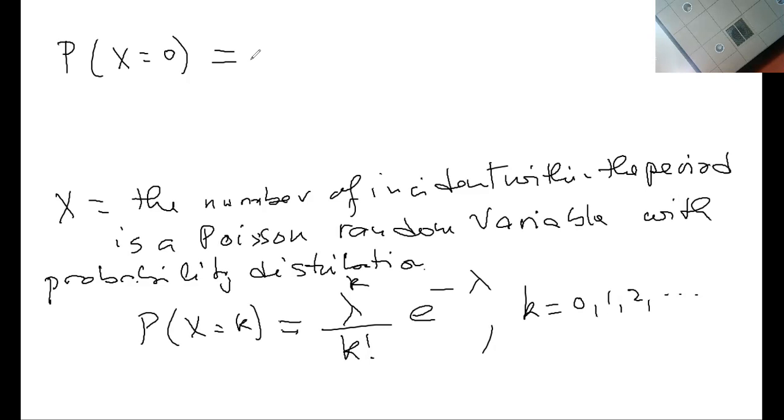What do you think? P of 0. E to the minus lambda. P of 1. It will be lambda e to the minus lambda. And so on. Now let's do an example.